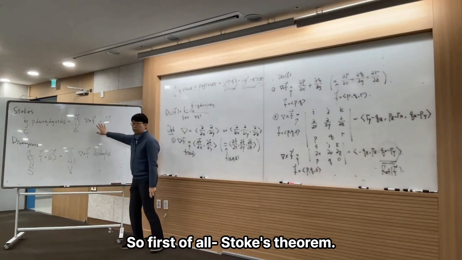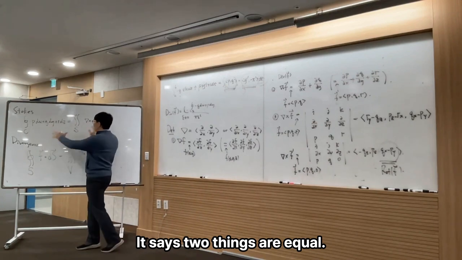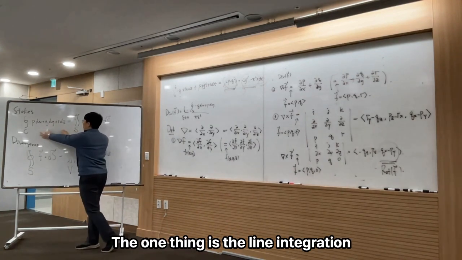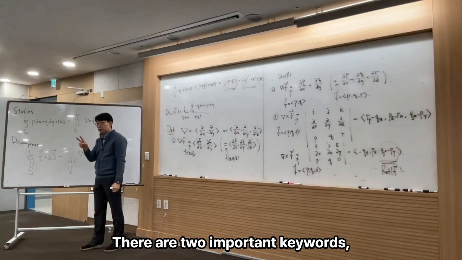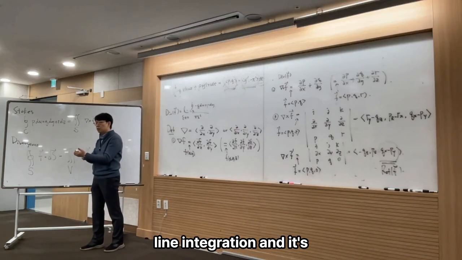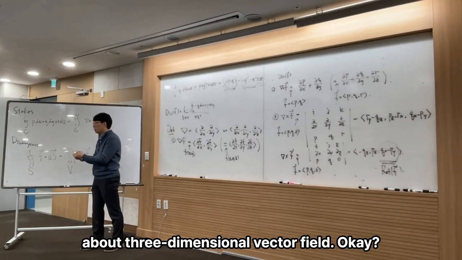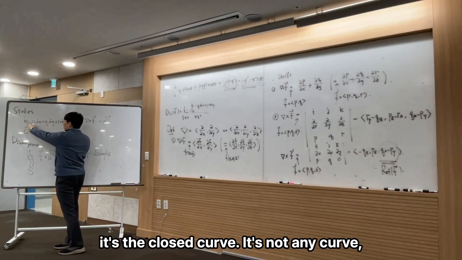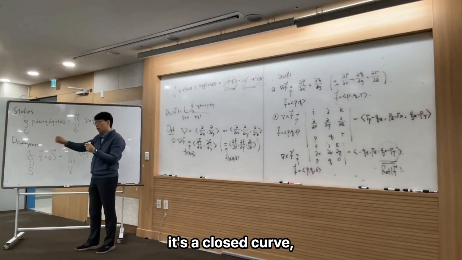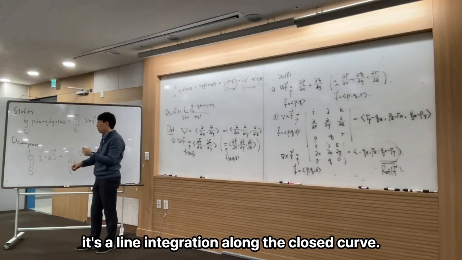So first of all, Stokes theorem, what does it say? It says two things are equal. One thing is the line integration of a three-dimensional vector field. There are two important keywords: line integration, and it's about a three-dimensional vector field. And there's another thing you have to remember: it's a closed curve. It's not any curve. It's a line integration along the closed curve.